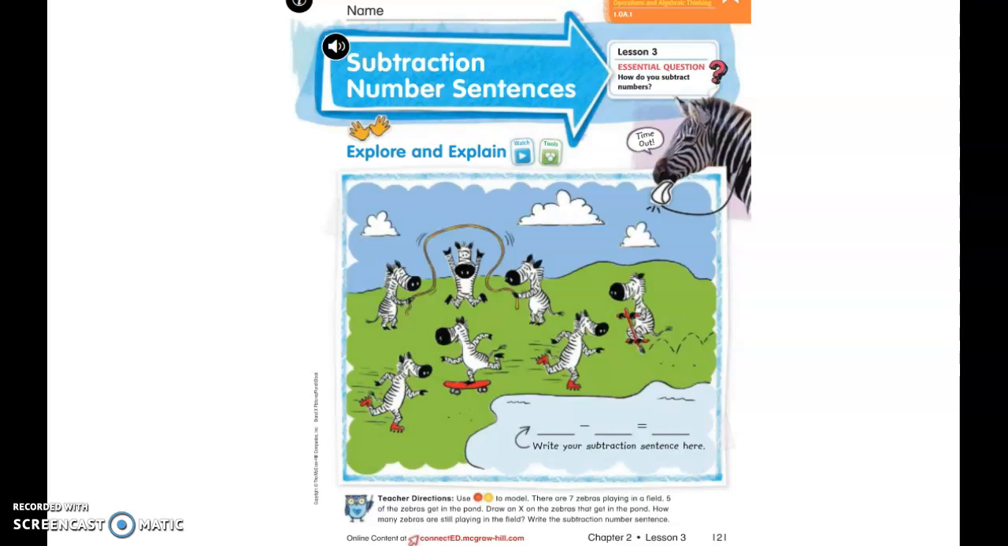Okay, here's our workbook page that we're on. So lots of zebras are out having a great time. Let's go ahead and count how many there are in all.